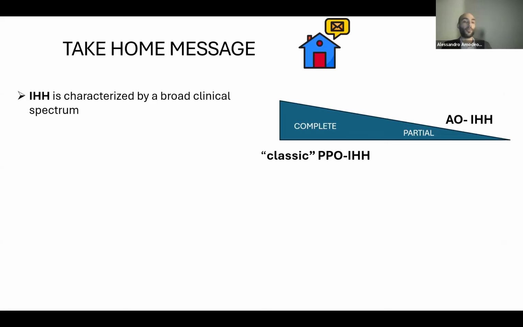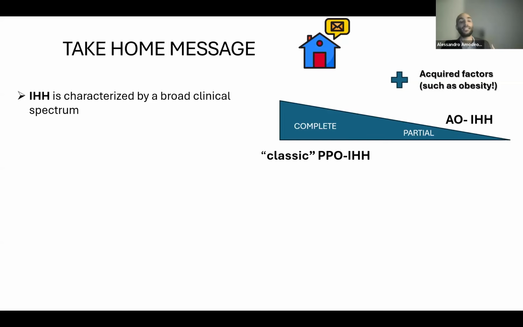In conclusion, isolated hypogonadotropic hypogonadism is characterized by a broad clinical spectrum, of which classic prepubertal onset isolated hypogonadotropic hypogonadism and adult onset may represent two extremities. In some cases of adult onset idiopathic hypogonadotropic hypogonadism, the genetic defect could be mild, and it works with environmental acquired cofactors such as obesity to develop hypogonadism.